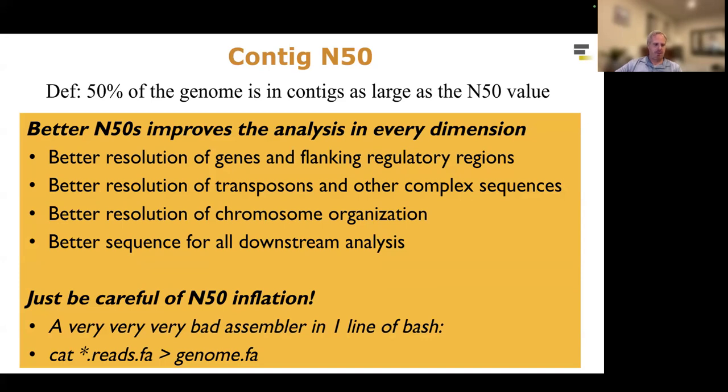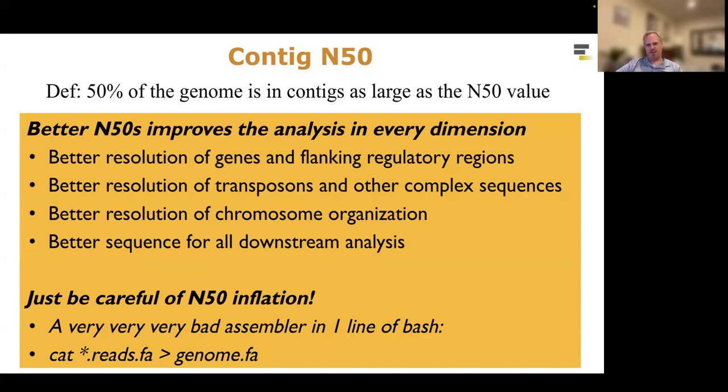But when we do this problem and we get an assembly and an N50 size, we're generally looking for as big a context as possible. We want the best N50s possible. That will give you better resolution of the genes and their flanking regulatory sequences, better resolution of transposons and other complex sequences, and resolution of the chromosome's structure and organization. It's just a better reference for basically almost any downstream analysis with bigger and better N50 sizes.